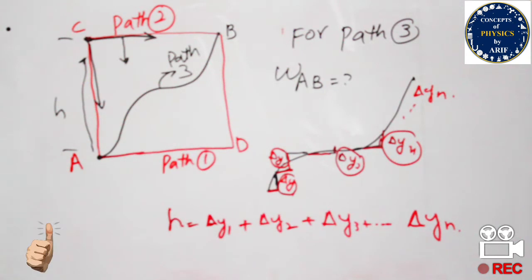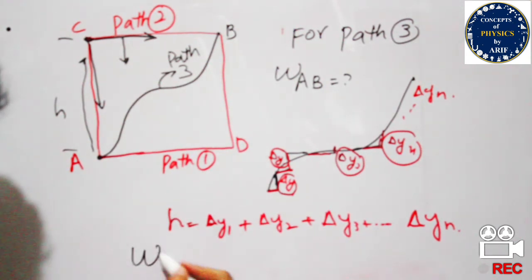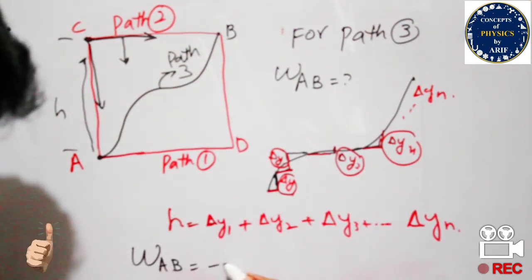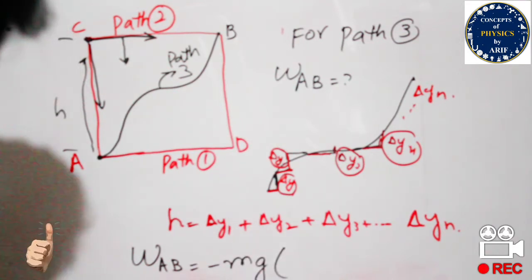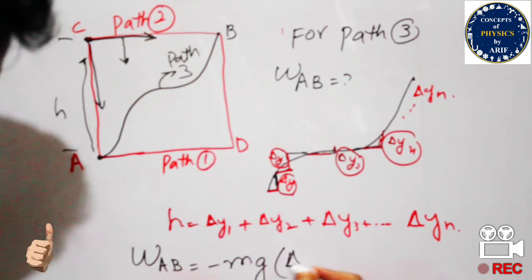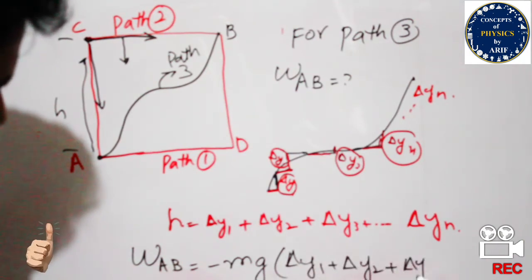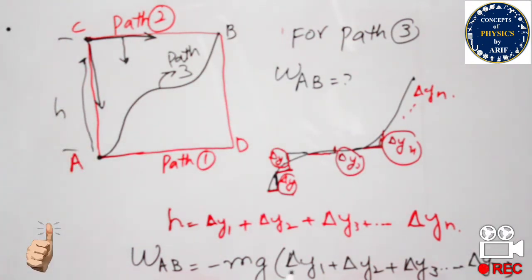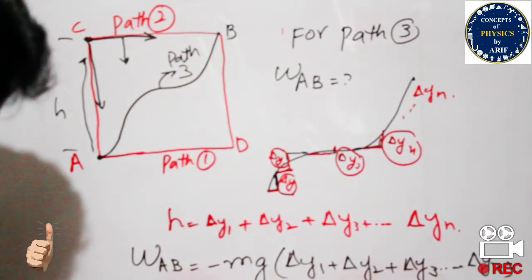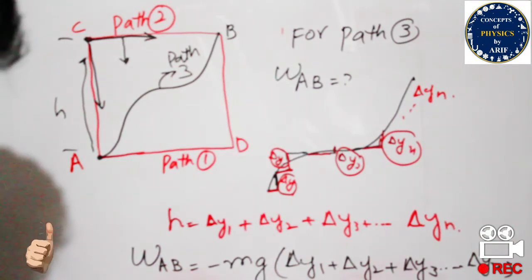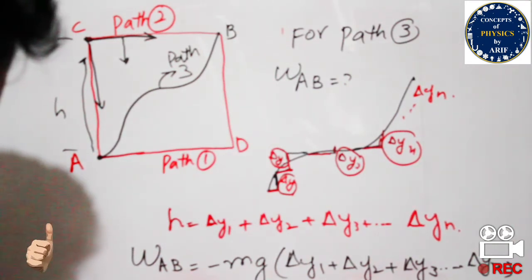So the total work done from A to B is equal to minus mg into the sum of all the intervals, delta y1 plus delta y2 plus delta y3 and so on to delta yn. We know that the sum of all these vertical intervals will be the total height. So the total work done will be minus mg into h, which is minus mgh.